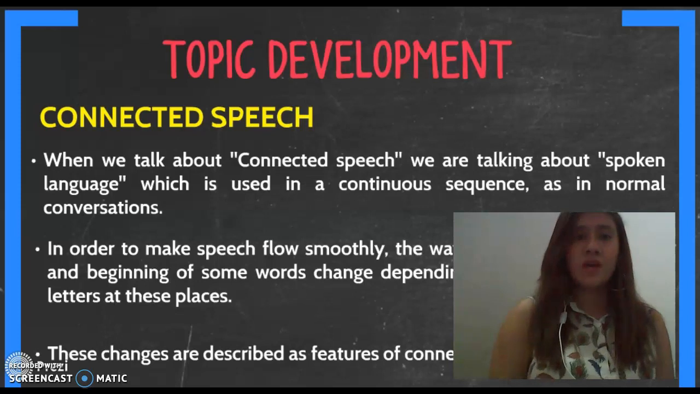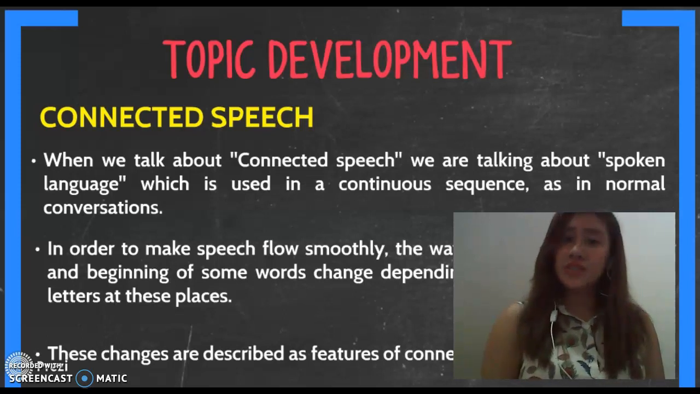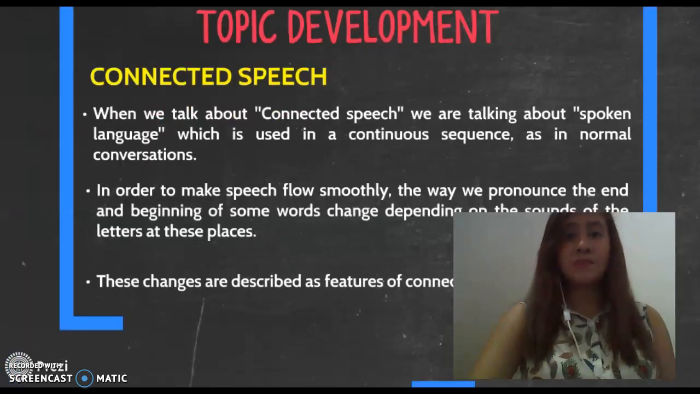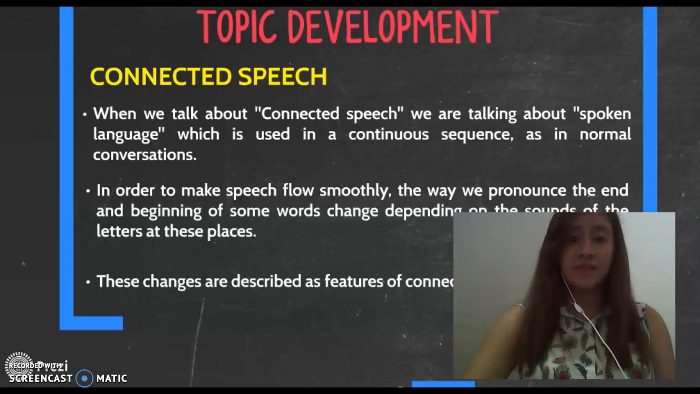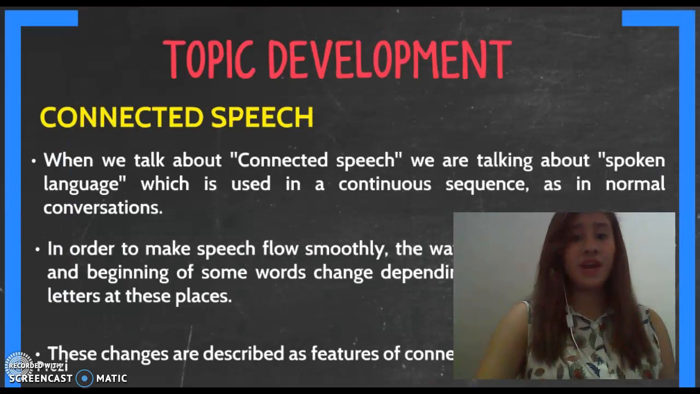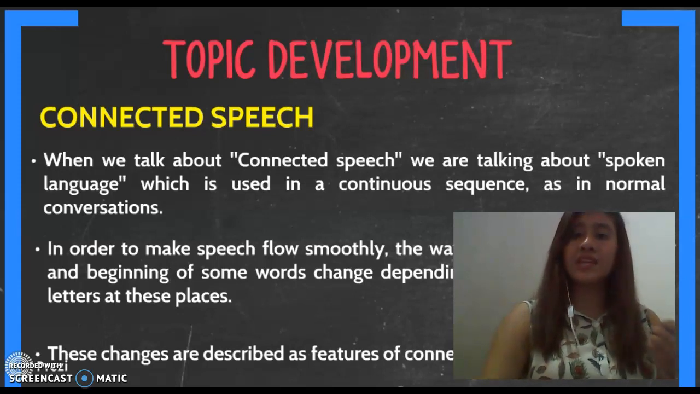Connected speech. When we talk about connected speech, we are talking about spoken language, which is used in a continuous sequence as in normal conversation. In order to make speech flow smoothly, the way we pronounce the end and beginning of some words changes depending on the sound of the letters at these places. These changes are described as features of connected speech. There is a difference between the way we pronounce words in isolation and in the context of connected speech.